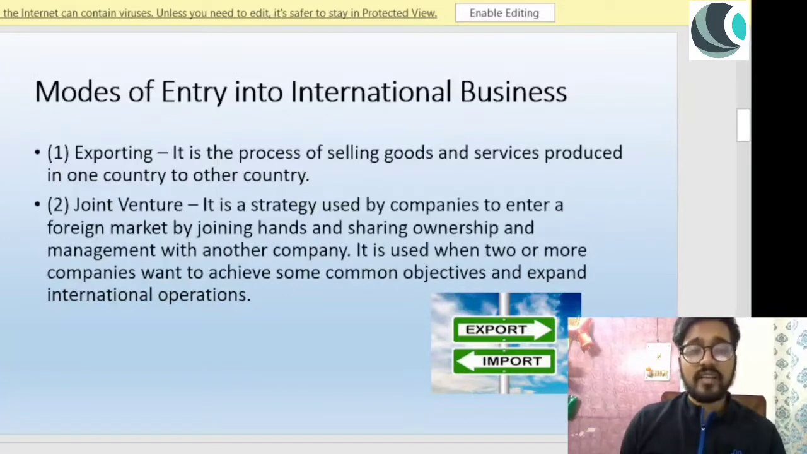What they did was get in touch with Tata. Whenever you go to any Starbucks, there is a mention of Tata as well, right? So they talked to Tata, and they came up with terms and conditions that were suitable to both. It is used when two or more companies want to achieve some common objectives, and another crucial thing, they want to expand their international operation. Starbucks wanted to expand their international operation, and India is one of the biggest markets in the globe, and they couldn't afford to miss it out.